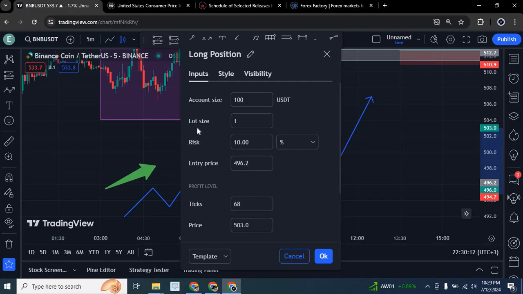This is for the forex people. So just concentrate on the account size, that is your capital. Maybe it's $100, then you're risking 10%. So if you're risking 10%, it means once your stop loss has been hit, you lose 10% of your $100. So you lose $10 like that.